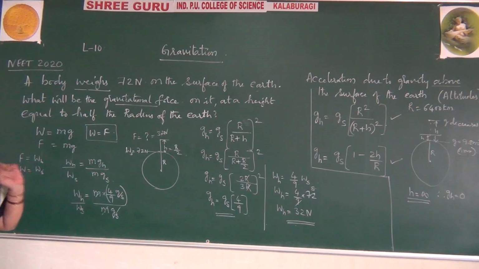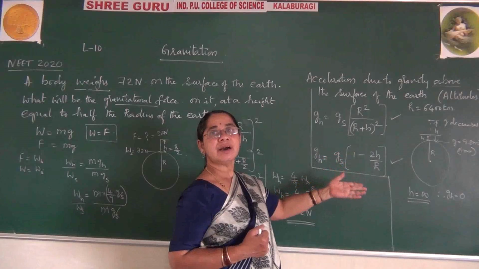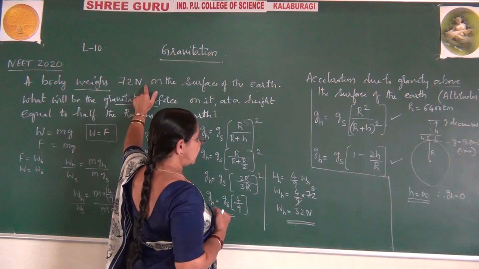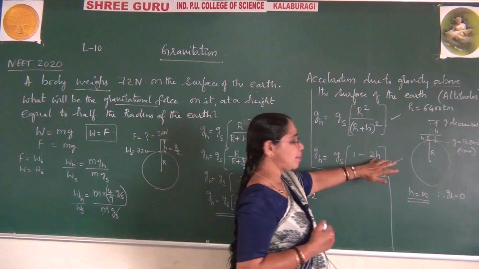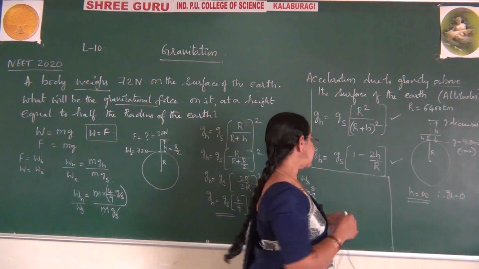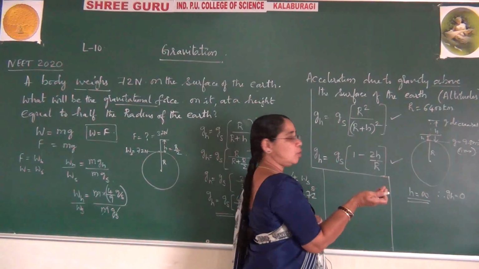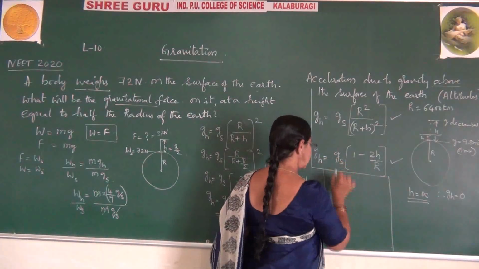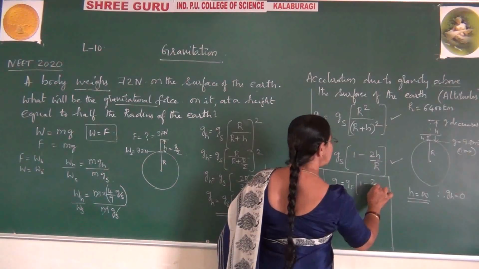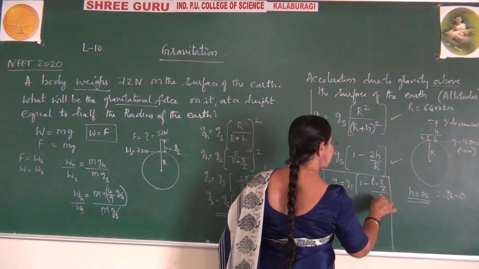But you have to select the suitable formula. If you select this directly, then naturally you get the wrong answer, because here the weight is given, and you will calculate with H equal to R by 2. If I use this condition, H is equal to R by 2, naturally what happens? First itself the G will become 0, and naturally weight will become 0. So if I use this formula where GH is equal to GS into 1 minus 2 into R by 2 divided by R, this 2 gets cancelled, R gets cancelled.